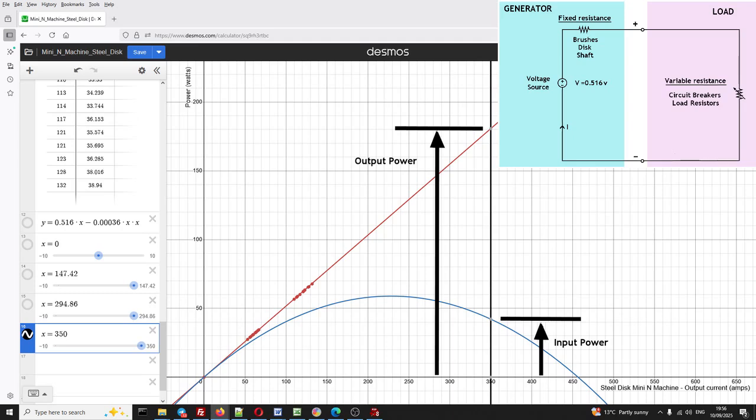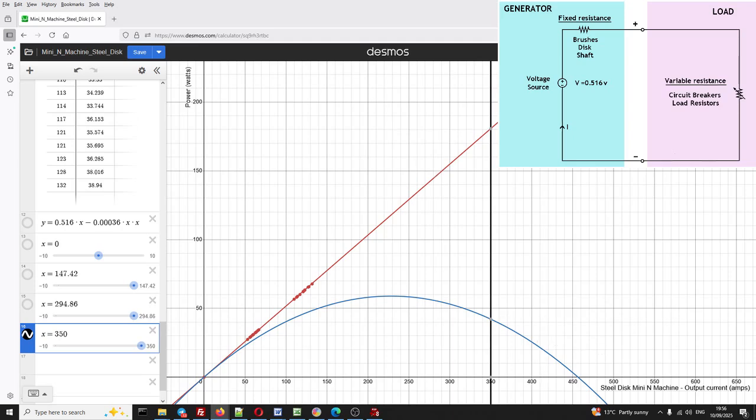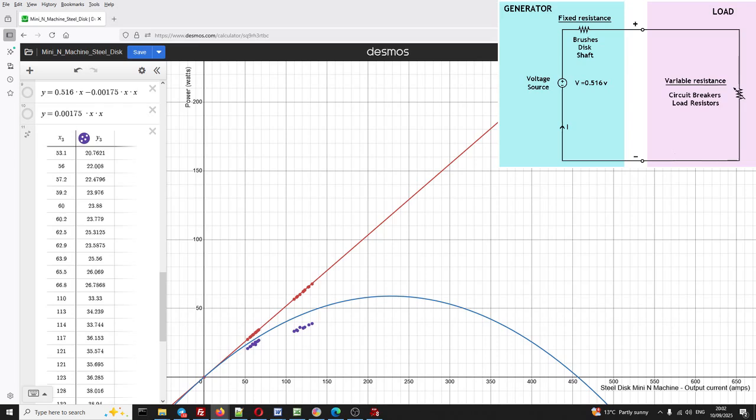The red line represents the total output power being generated by the machine, but not all of that power is being supplied to the external load. Therefore, not all of it is usable. We can add in the data points for the power going to the external load. And this is exactly what is expected. And I can overlay the mathematical curve on top of the points.